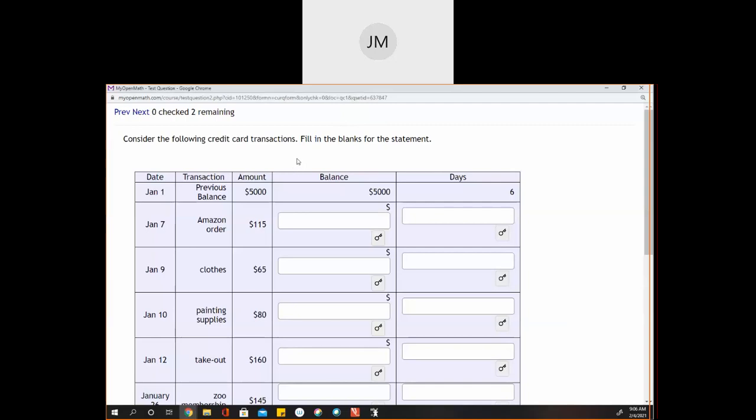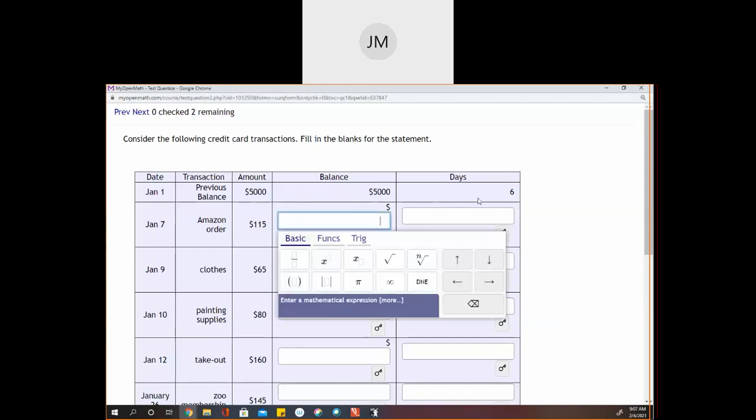All right, so filling out this credit card problem, we have our statement, and we're starting with a previous balance of $5,000. Okay, so then if we have a transaction, that's going to increase our balance. So we add $115 to our $5,000, right? So this will be $5,115.